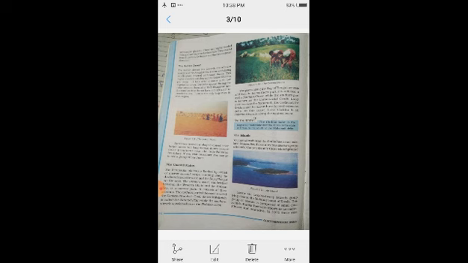So this is about the Indian desert, and in the next part we will see the coastal plain, then corals, islands, all these things we will discuss in the next lecture.